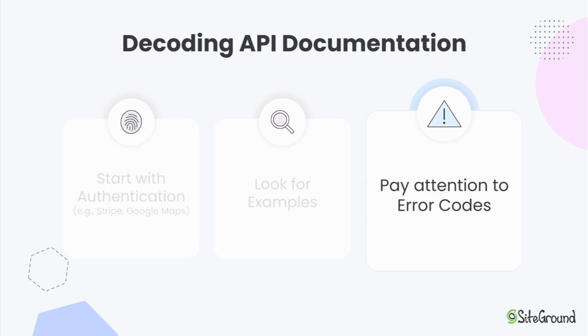Pay attention to error codes. Error codes are an integral part of working with requests because they provide you with a lot of information on what has gone wrong with your request. If there is something, and there's always something going wrong.